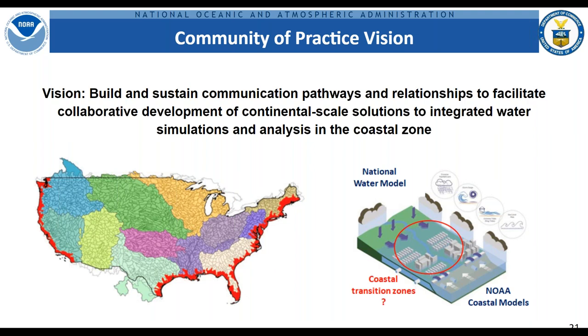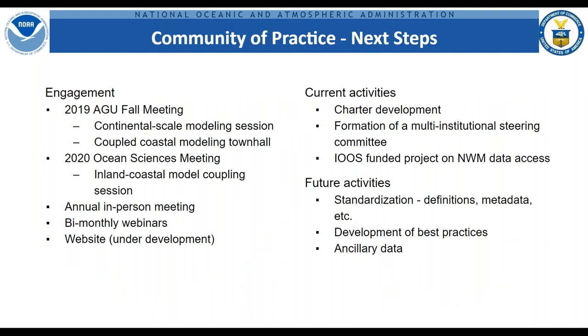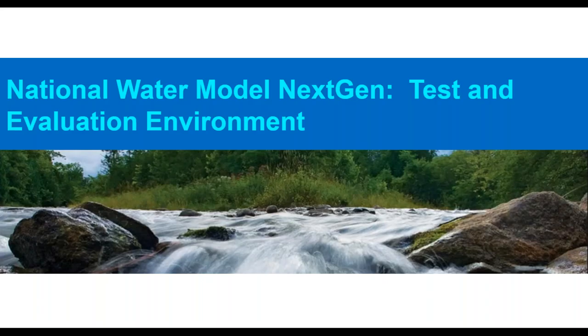So we held our kickoff meeting. The initial one was about the coastal coupling, how we're engaging. We just wrapped up the 2019 AGU fall meeting last year, where we had a town hall on the community of practice. We're going to be at Ocean Sciences in February. We are working on a community charter. We're forming a steering committee. We're working on providing better access to water model data in coastal areas. We have webinars. We're working on a website. We've just announced our next in-person meeting will be happening the week of May 11th here at the Water Center. And so we're very interested in engaging the community in development, and this is how we're going about doing that.